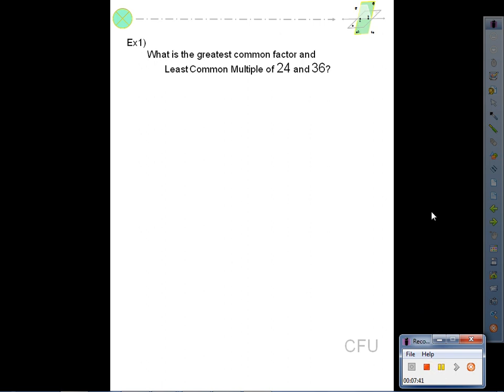All right, writing utensils down. Writing utensils down. All right, eyes up on the screen. So here goes the process. In order for me to find the GCF and LCM, I'm going to have to follow this process, and I want you to do the same.